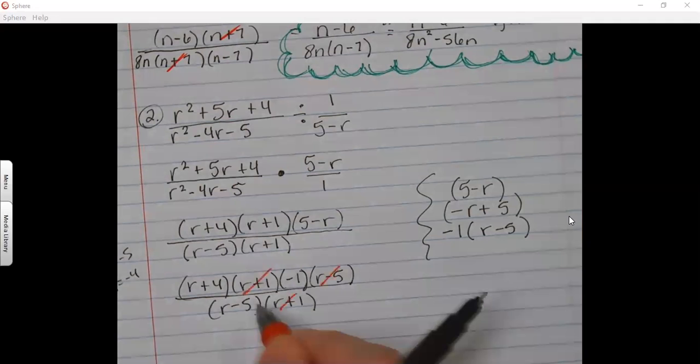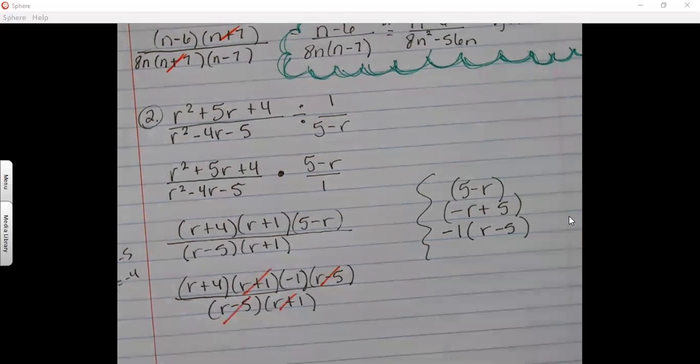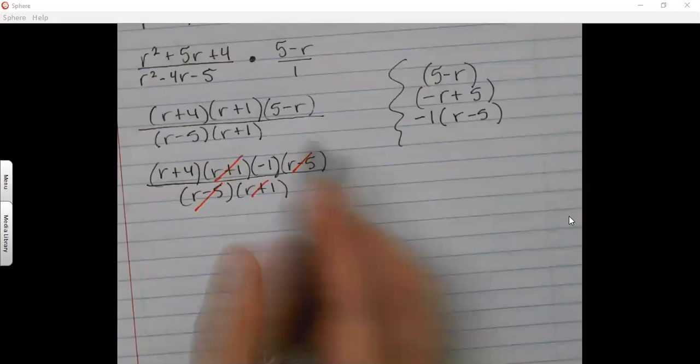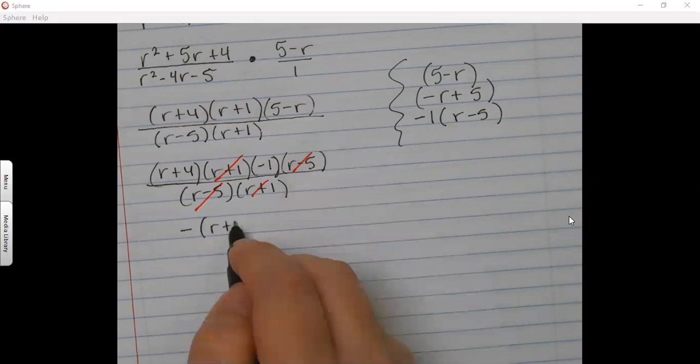So in the numerator, I have r plus 4 times negative 1. Well, I'm going to write the negative 1 first because it's a monomial. And I don't need to write the 1, just the negative sign. So negative, open parentheses, r plus 4, quantity divided by, oh, we only have a 1 in the denominator, right? So we don't even need to write that. So you could either write your answer as negative, open parentheses, r plus 4, or you could distribute the negative and do negative r minus 4. And on the answer sheet that I'm looking at, that's the way they have it written.